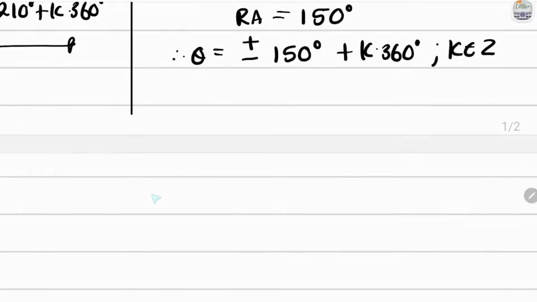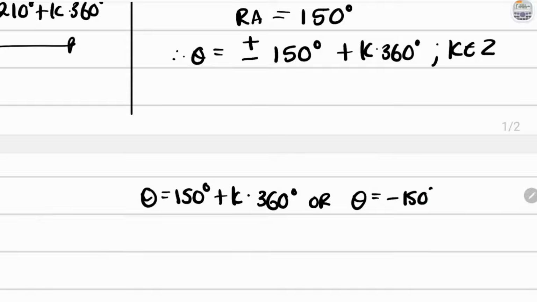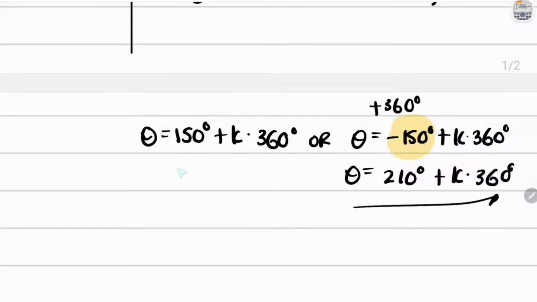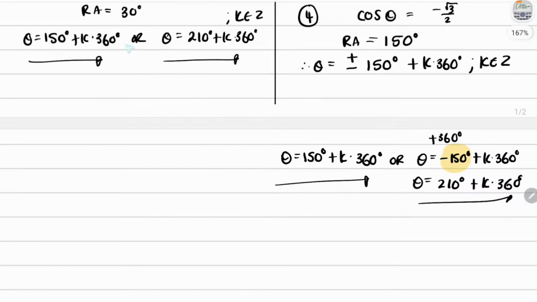And then you can separate your solution. So it's either theta is equal to just positive 150 degrees plus k of 360 degrees, or theta is equal to negative 150 degrees plus k of 360 degrees. And then because your angle here is negative, you just make it positive by adding 360 degrees to your solution. So theta is equal to 360 minus 150 gives you 210 degrees. Okay, and we have plus k 360 degrees. And look at that. Look at our solutions there. We have the exact same solutions.